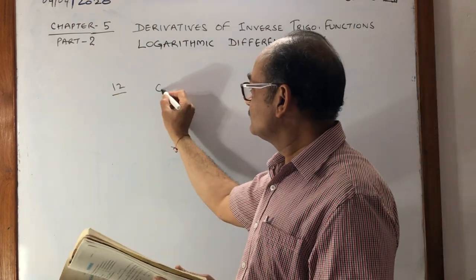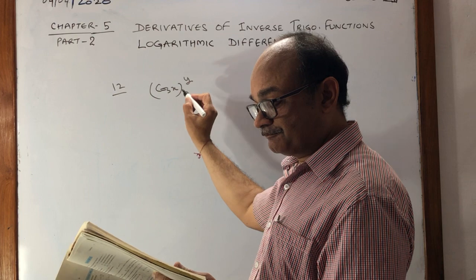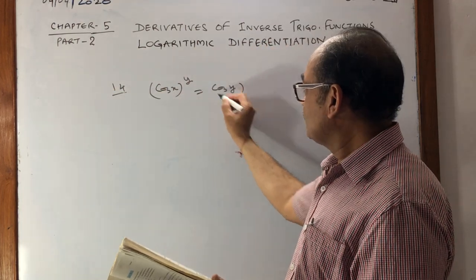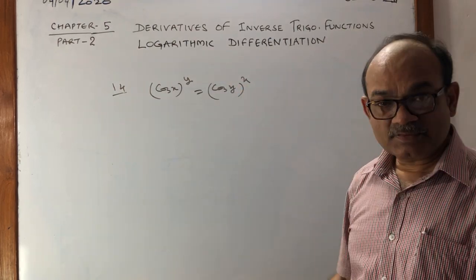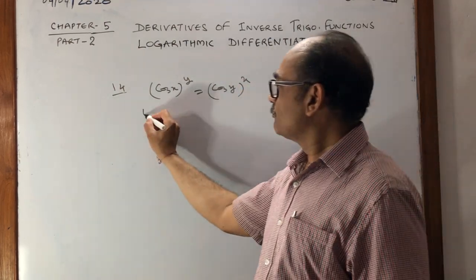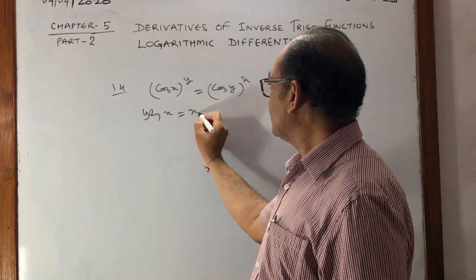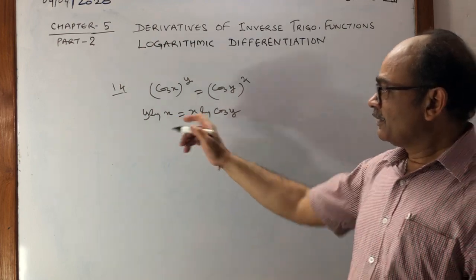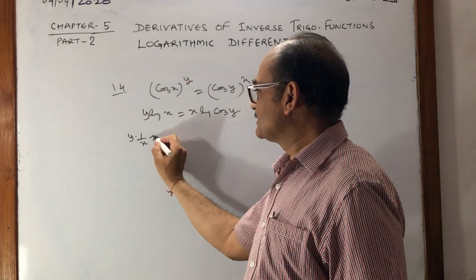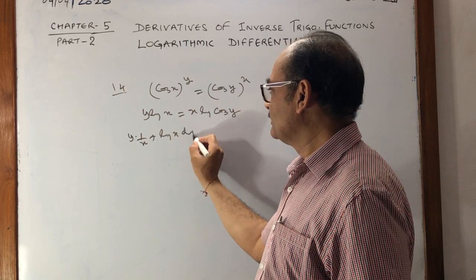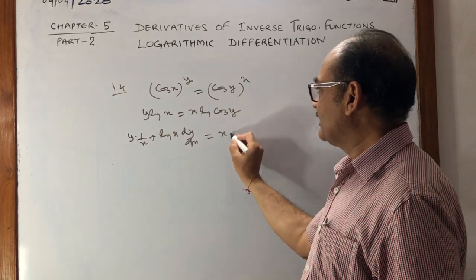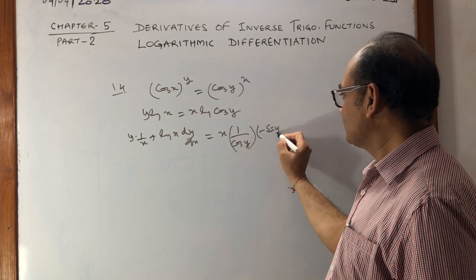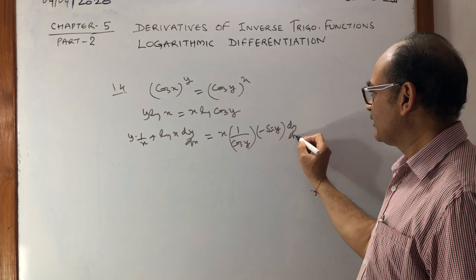Say (cos x) whole power y equals (cos y) whole power x. Taking log on both sides: y log cos x equals x log cos y. No problem up to this step. Differentiating: y times derivative of log x, 1 upon x, plus log x times derivative of y, implicit type, dy by dx.